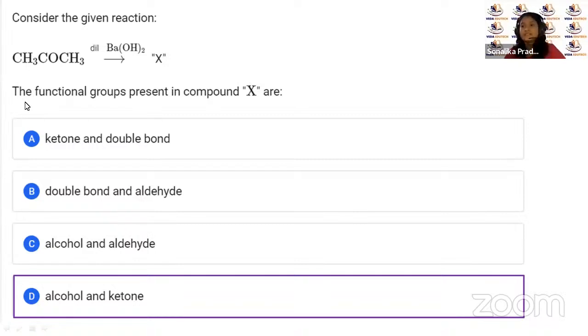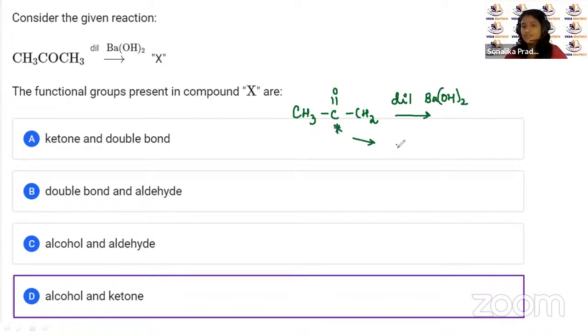Okay. So here the answer has been highlighted for your reference. Let us see what's given in this question. It is given here that we have CH3COCH3 in the presence of dilute Ba(OH)2. Right? Now this is our star carbon because it has the functional group. Right, children? Now what happens here?